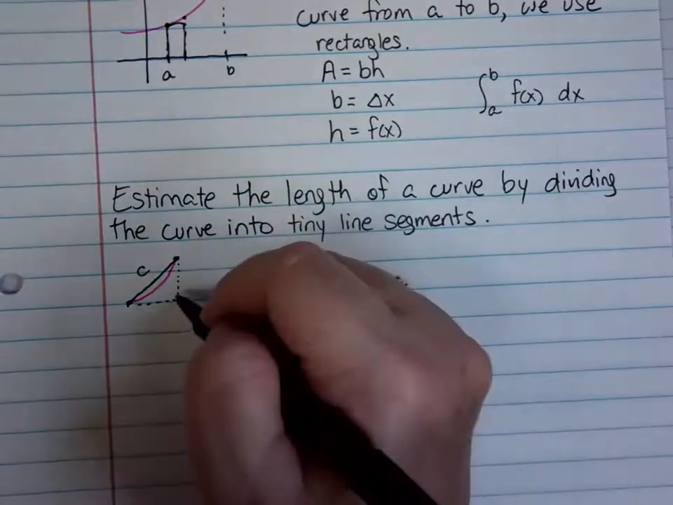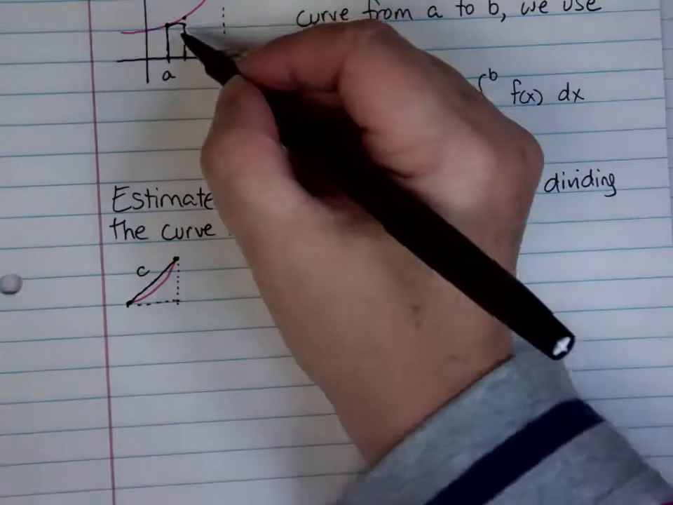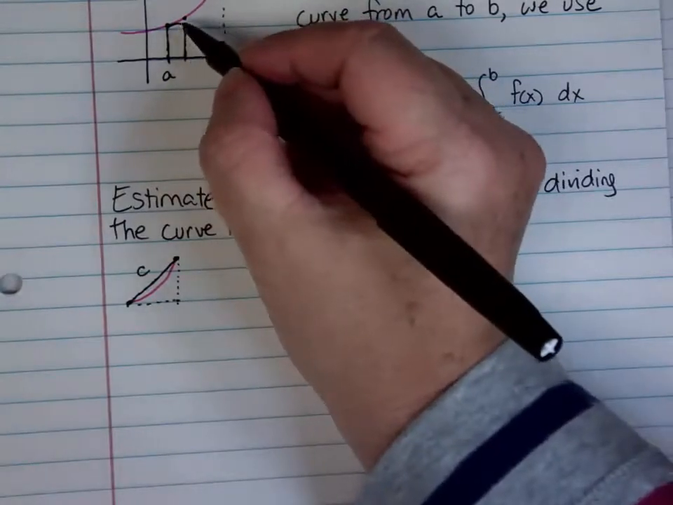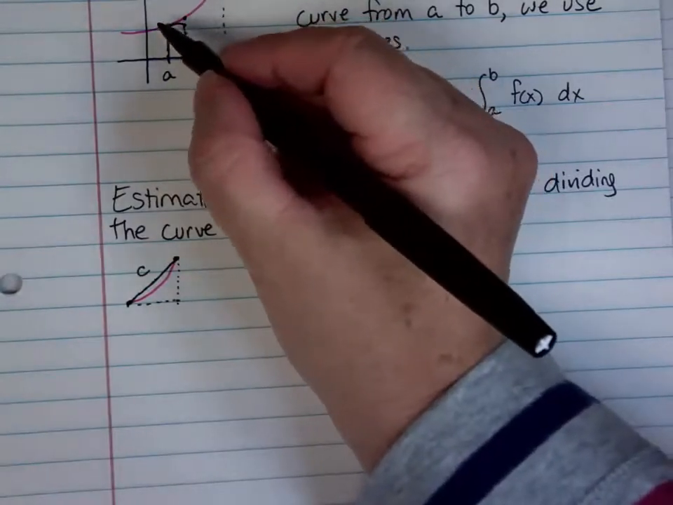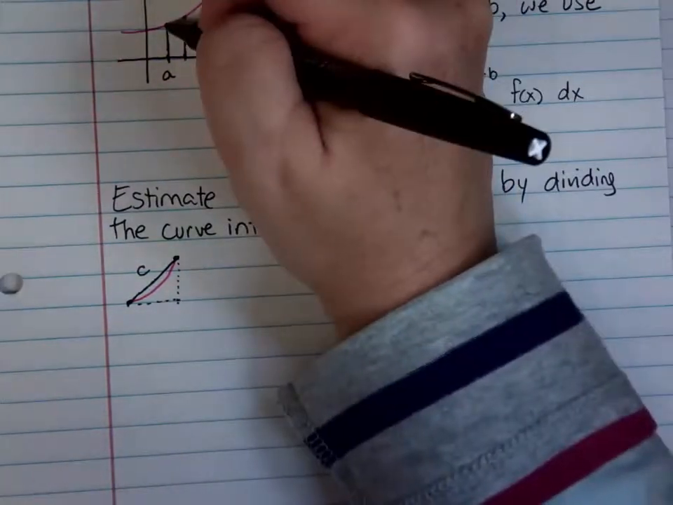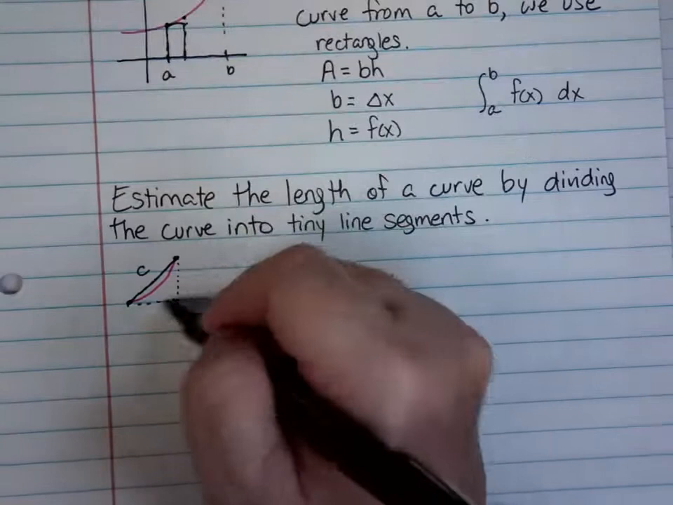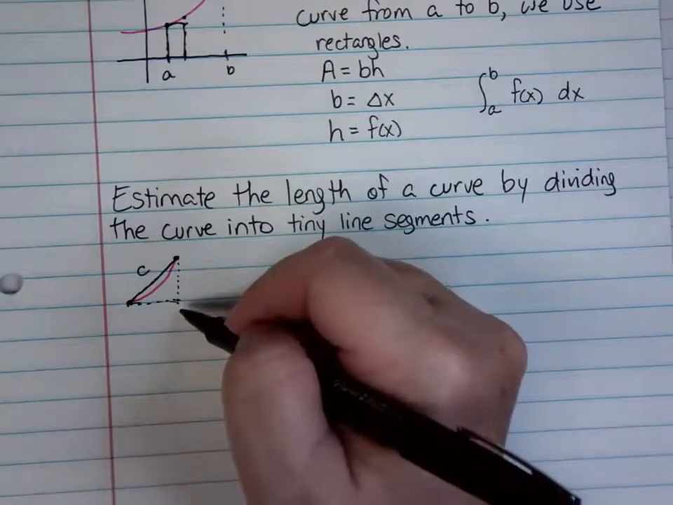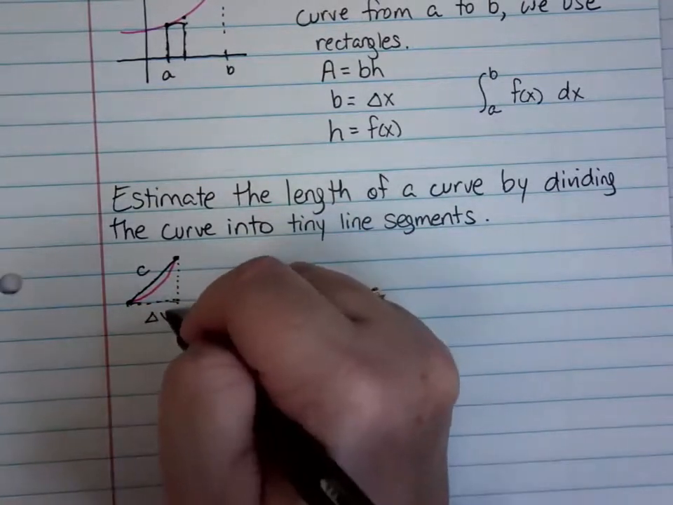Okay, now if you look at this up here, think of me drawing the line connecting those two right there. What did we call the distance from this point to this point? That would match this down here. Delta x. So label this delta x.